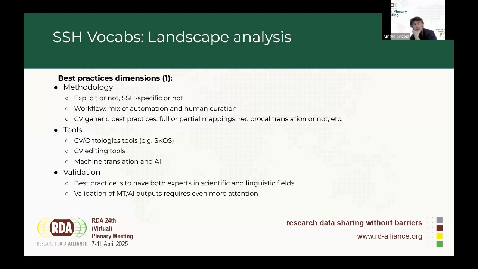Another important dimension related to that, which can help building best practice recommendations, relates to the validation. So in the most extended guidelines, we saw that the best practice recommended, which doesn't mean that it is often implemented, is to have experts both in scientific and linguistic fields, actually, that is people knowing the field or the topic or the object, but also people expert in linguistics, meaning translators, but themselves specialized in this kind of translation work.